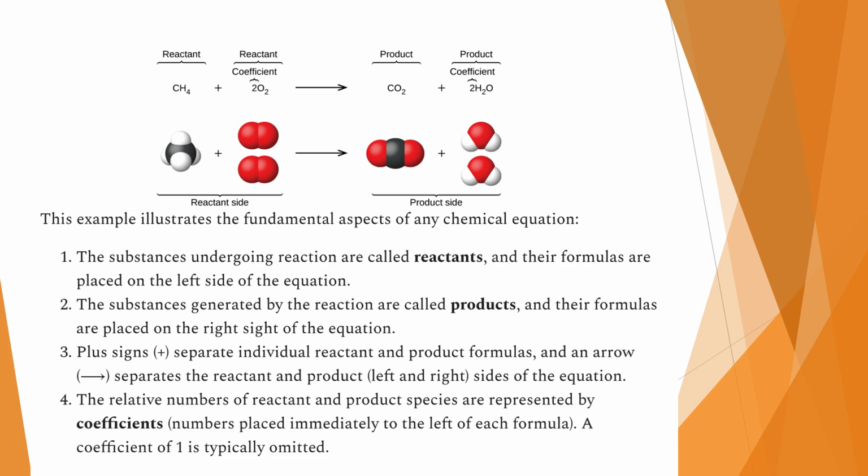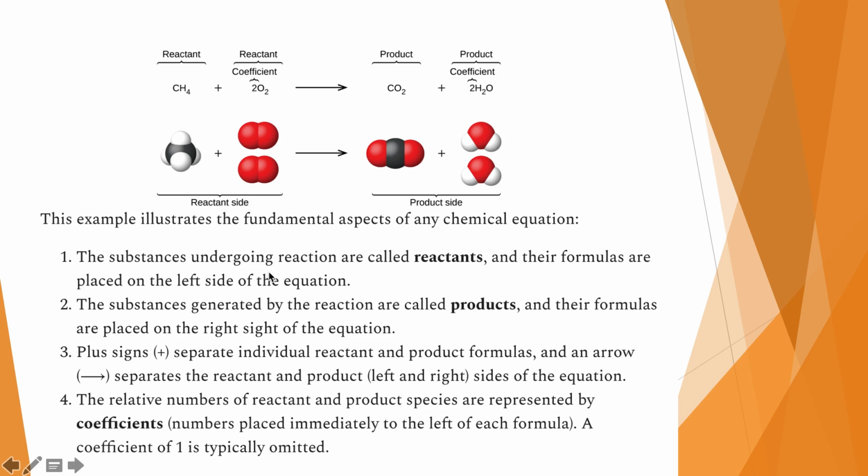This example illustrates the fundamental aspects of any chemical equation. Number 1, the substances undergoing a reaction are called the reactants and their formulas are placed on the left hand side of the equation. So we've talked about that a little bit already. Number 2, the substances generated by this reaction are called the products, and their formulas are placed on the right-hand side of the equation. So hopefully that's not brand new information right now. We know that we have reactants here and products here.